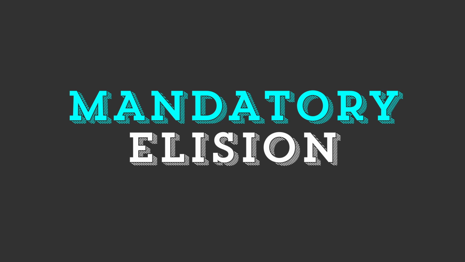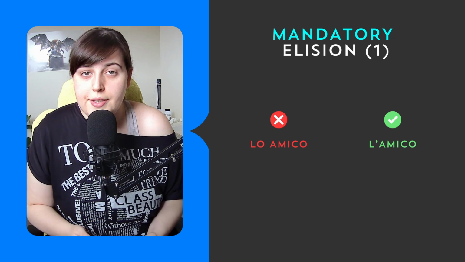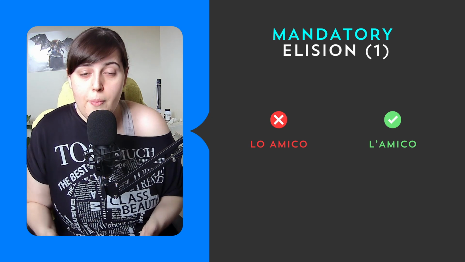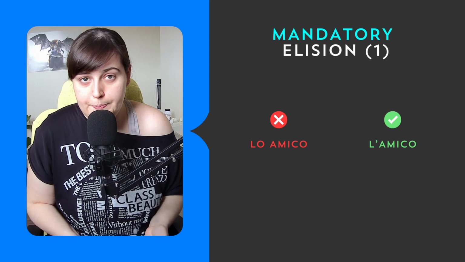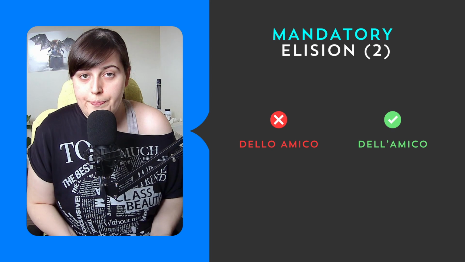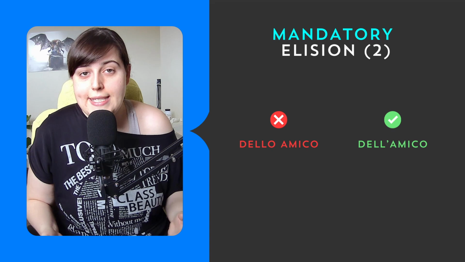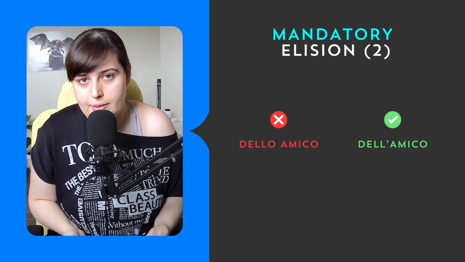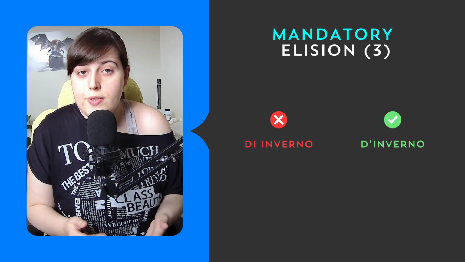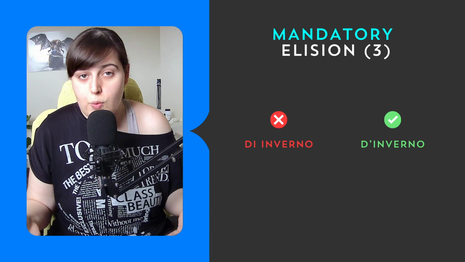Elision is mandatory in the following cases. First, with the masculine article lo. For example, we don't say lo amico, but l'amico, the friend. Number 2, with the articulated prepositions derived from lo. For example, we don't say and write dello amico, but we say dell'amico, of the friend. Number 3, with the preposition di. For example, we don't say and write di inverno, but d'inverno, in winter.